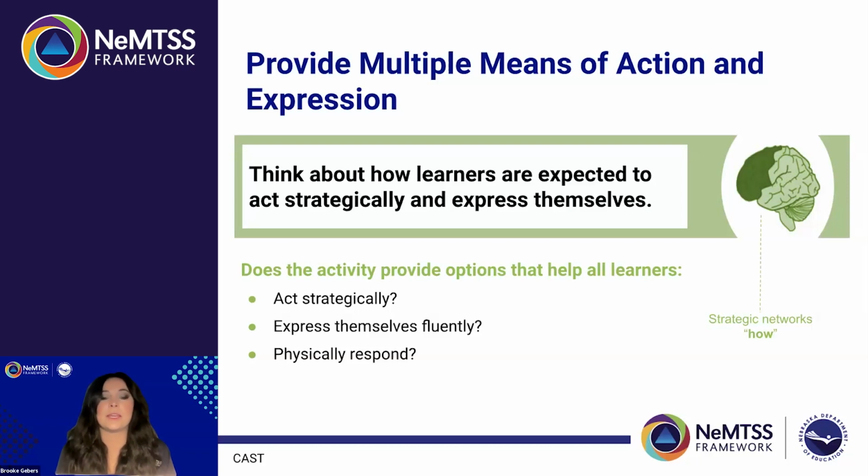Learners differ in the ways that they can navigate a learning environment and express what they know. For example, some students may be able to express themselves well in written text, but not speech, or vice versa. It should also be recognized that action and expression require a great deal of strategy, practice, and organization, and this is another area in which learners can differ. In reality, there's not one means of action and expression that will be optimal for all learners. Providing options for action and expression is essential. We'll address some examples of what it looks like to provide multiple means of action and expression in the next objective.